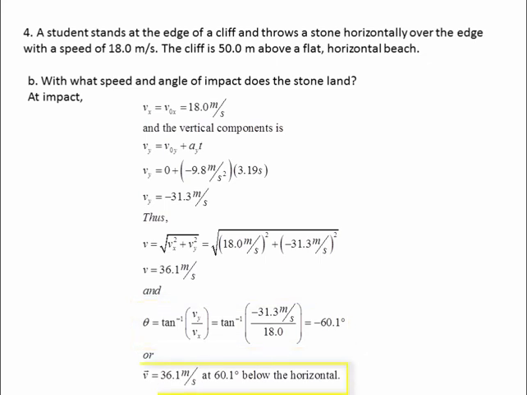So our velocity vector then tells us when we combine the two terms a magnitude of 36.1 meters per second at an angle of 60.1 degrees below the horizon because it's a negative value.